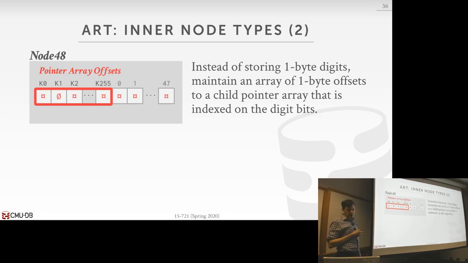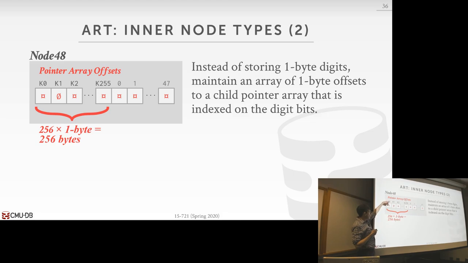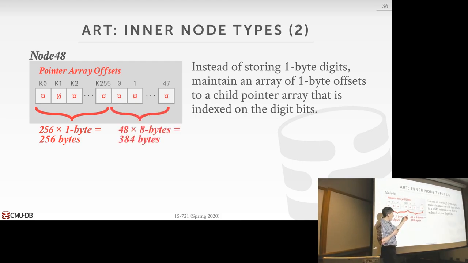So in this case, each of these is a 1 byte pointer to some offset, and I have 256 of those, so that's 256 bytes. And then there are up to 48 pointers, and those are 8 bytes each, because they're not doing the fat pointer thing as in Judy, so that'll be 384 bytes. Put this together, and this node in total is 640 bytes. So Node48 means that at most I can have 48 child pointers, so a bunch of these are going to be null, but I'll have at most 48 digits in this array.